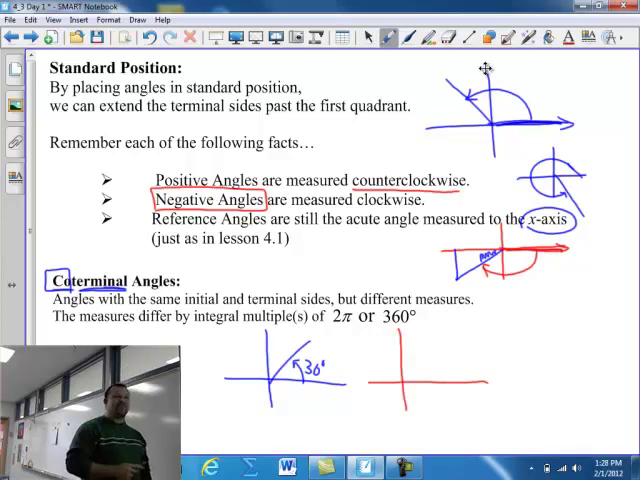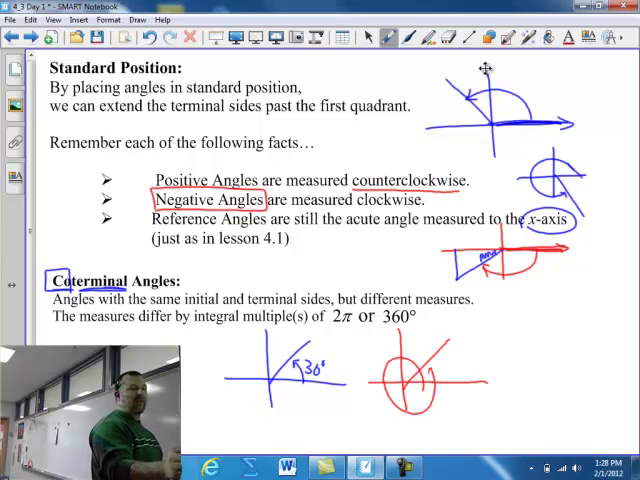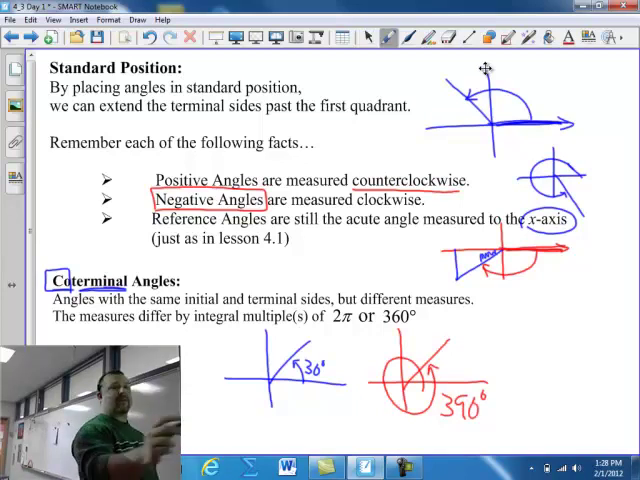A coterminal angle would end up in the same place. Here's a positive coterminal angle. All I'm going to do is go around the circle once and then end up back where I started. How many degrees are in a circle? 360. So if I go 30 and then I go 360 more, that's 390 degrees. That's a positive coterminal angle.